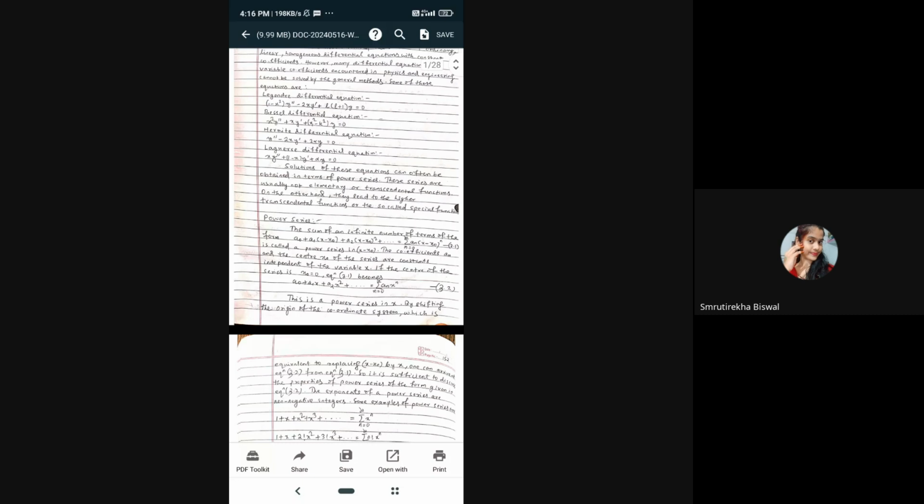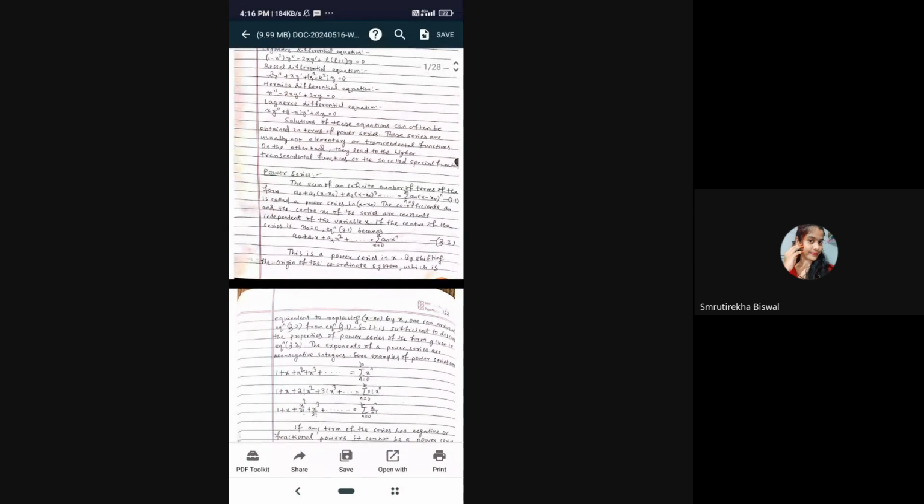The exponents of a power series are non-negative integers. That means in your summation n equals 0 to infinity of a_n x to the power n, the n in the x to the power n term is a non-negative integer. It can never be minus 1, minus 2, minus 3, minus 4, any negative number. It can never be 3 by 2, 5 by 7, 7 by 8, 9 by 11, like this of fractions. It is always a non-negative integer, either 0, 1, 2, 3, 4, 500, 10,000, 1 lakh, like this.